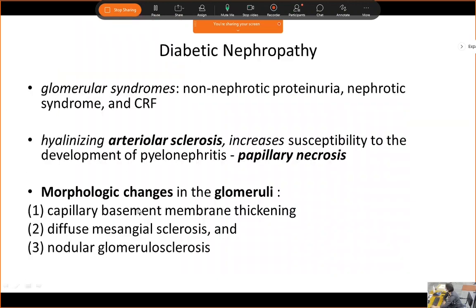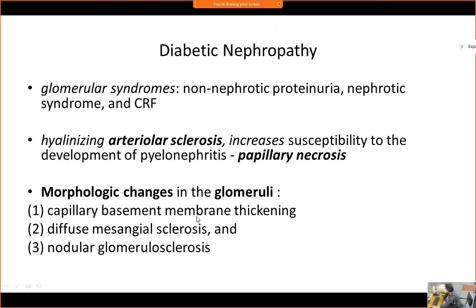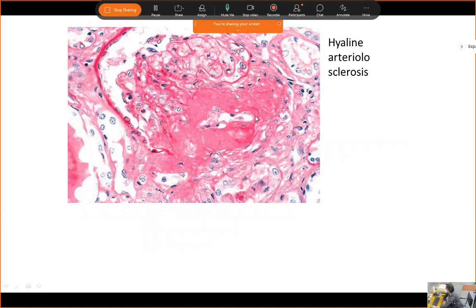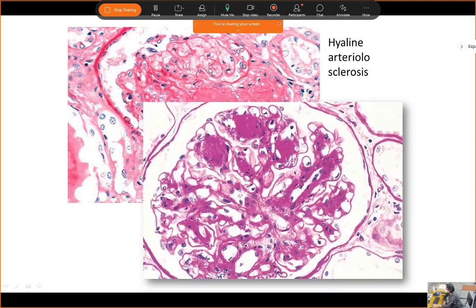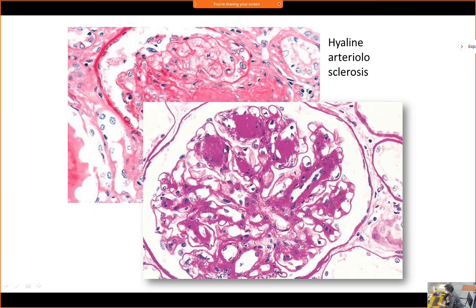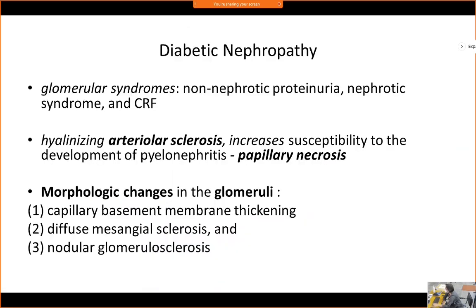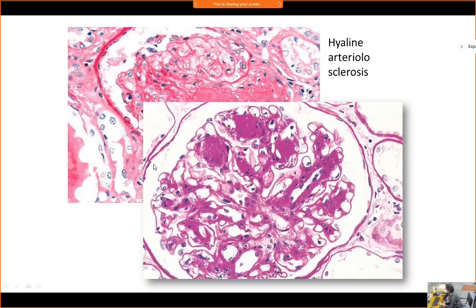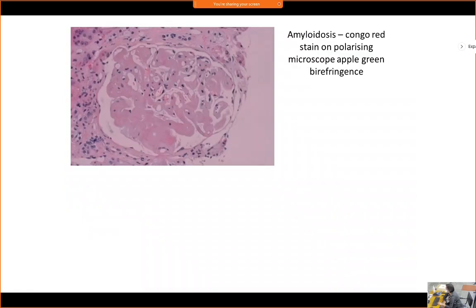Diabetic nephropathy can come as a question for you, and we may ask you morphologic changes in the glomeruli, so you have to know these features. This is diabetic nephropathy in which this is a hyaline arteriolosclerosis. This is the glomerulus here, and these are nodular glomerulosclerosis, which are also known as KW lesions or Kimmelstiel-Wilson lesions. This is another question in pathology. We do ask you short notes on diabetic nephropathy. You have to know these morphologic changes, and the KW lesion can come as an objective question.